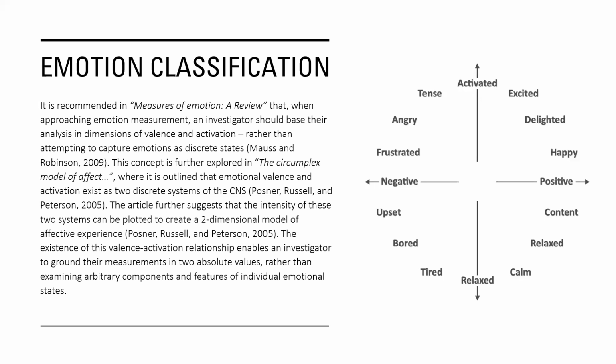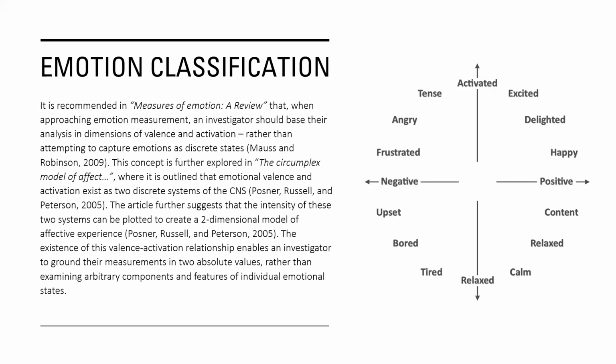And this allows an investigator to ground their measurements in two absolute values, valence and activation, rather than trying to find arbitrary components and features of individual emotion states like happy, sad, and excited. On the right, you can see the circumplex model. On the y-axis, you've got activation, so activated to relaxed is how intense the emotion is. And then on the x-axis, you've got the valence, so if it's a good emotion or bad emotion, positive or negative. And then the circumplex model of affect is plotting those two points to find, you know, a most likely emotion.